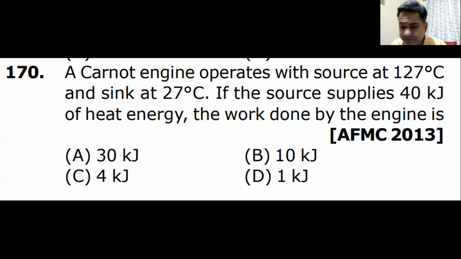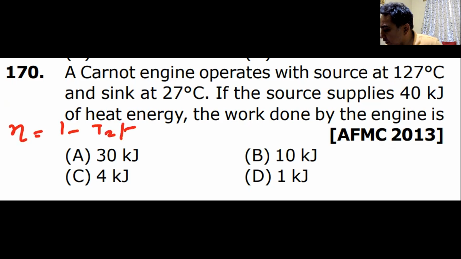Any answer, my dear friends? First of all, I have to find the efficiency for Carnot. 1 minus T2 by T1. T2 is 300 Kelvin, T1 is 400 Kelvin. 1 minus 300 by 400, 1 minus 3 by 4. It will be coming as 1 by 4. Yes or no? We got this? Efficiency will come as 1 by 4.